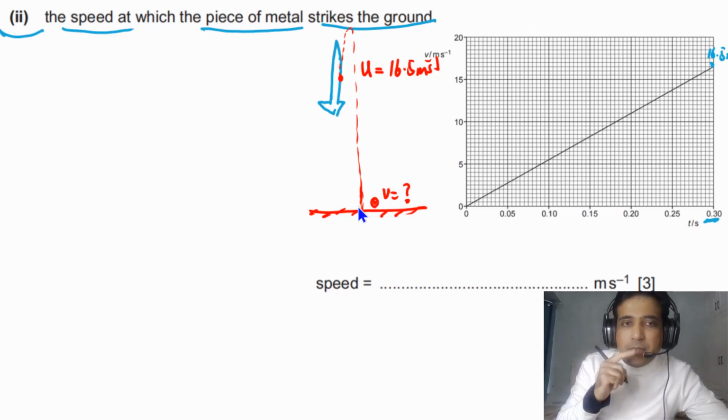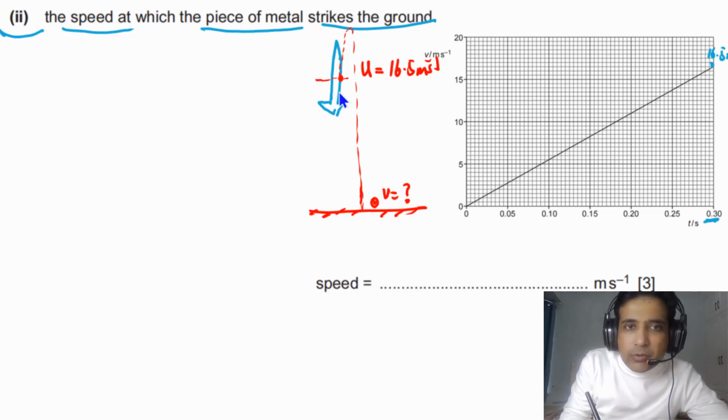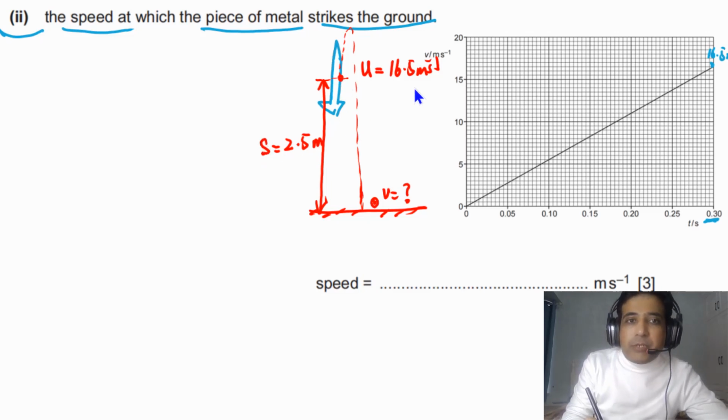But in this case, we have already calculated the height of the rocket at that point. Height of the rocket we have calculated, that is equal to 2.5 meters. So it means that this one is the displacement of the piece of metal. So this is the displacement, and we have the initial velocity, and the acceleration of this piece of metal will be equal to 9.81 because this is in free fall. There is no air resistance. So we have this information and we can find out the value of V.